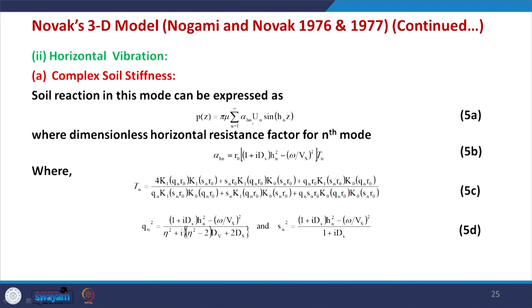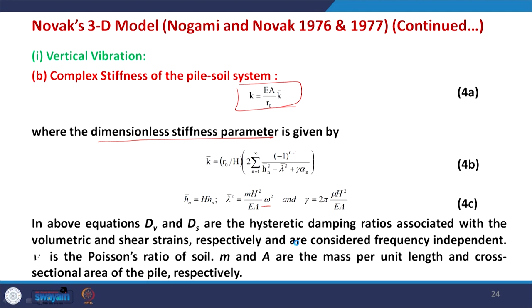The same thing has been extended for horizontal vibration, where the equations become a bit longer than the earlier ones. This is a similar equation to what we have discussed, and the only thing is that now you have this amplitude for horizontal vibration. Alpha hn is given from this relation, where tn is given again from this long equation. In this long equation, qn and sn are coming.